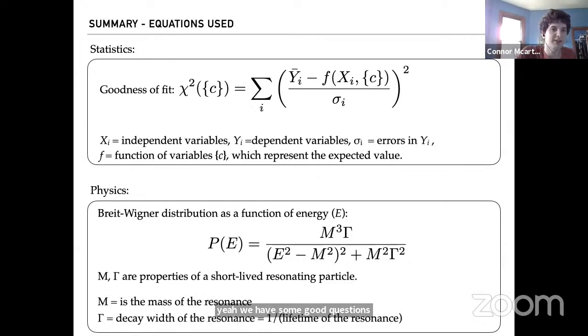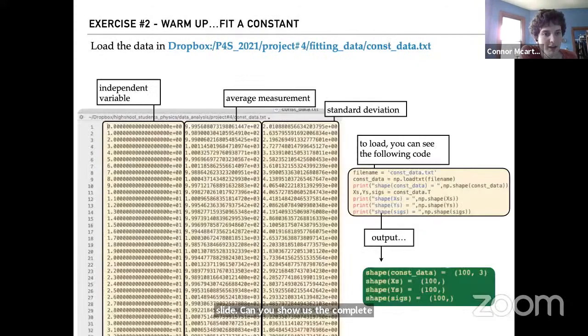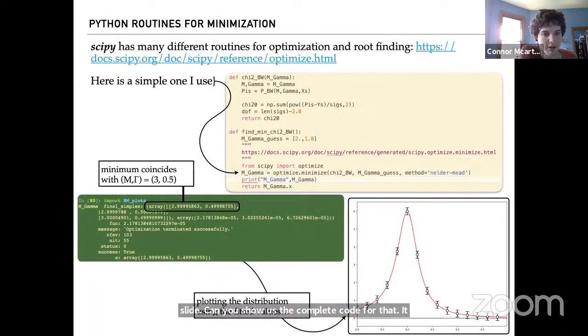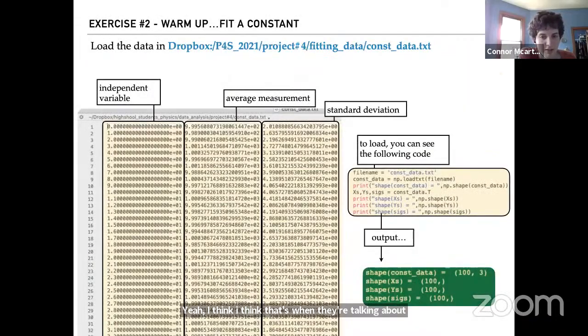Adriana is saying that they've had trouble defining the right loops to calculate the chi-squared function and then to minimize that function. For the code you showed on the minimization previous slide, can you show us the complete code for that? It seems like a function is missing from that one. I watched the recording and you said a function that I defined previously. I imagine this is the one, right? Yeah, I think that's the one they're talking about. Very good.